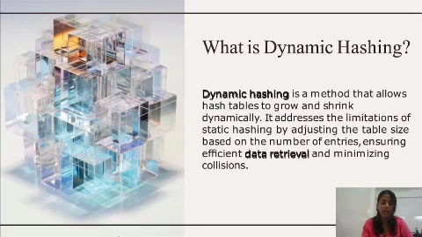So, what is dynamic hashing? Dynamic hashing is a technique used in database systems and file systems to efficiently handle situations where the size of the data changes frequently. Unlike static hashing, where the hash table size is fixed, dynamic hashing adjusts the hash table size dynamically as more data is added or removed.